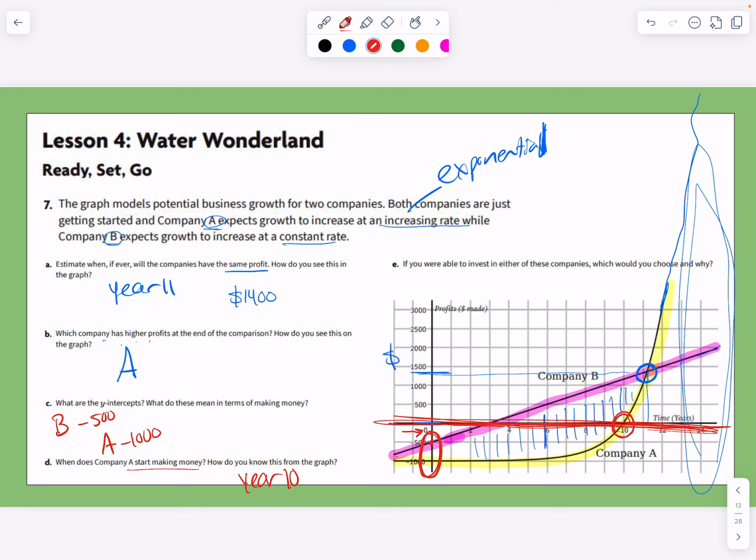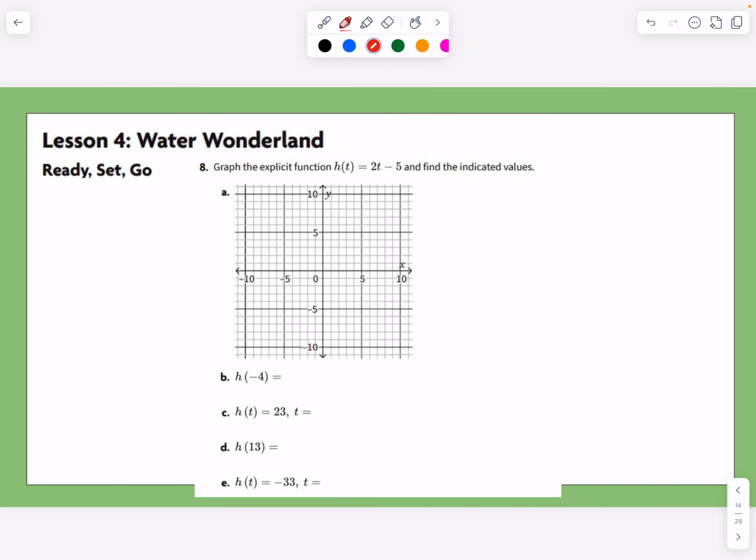So if you're in Company A, you're working really hard for 10 years, but nothing's going to happen until then. And then suddenly it's going to take off. Company B is going to feel like we're making money, but eventually A is going to make a lot more. Okay? So 2 different business models there.